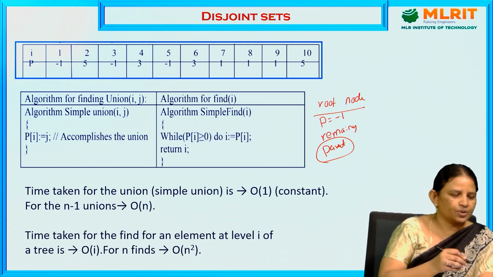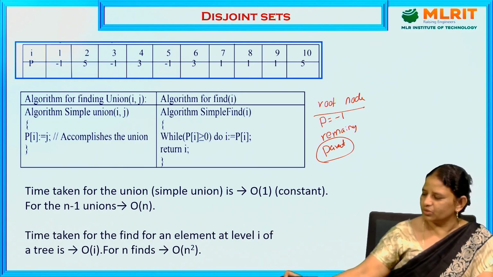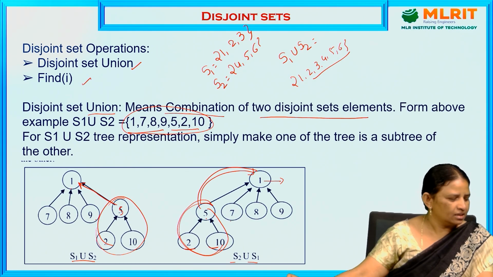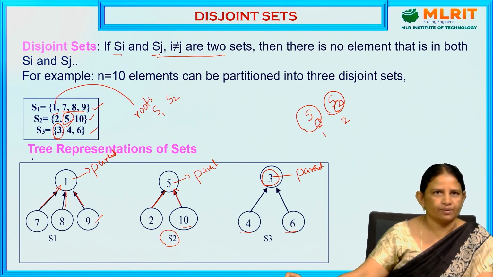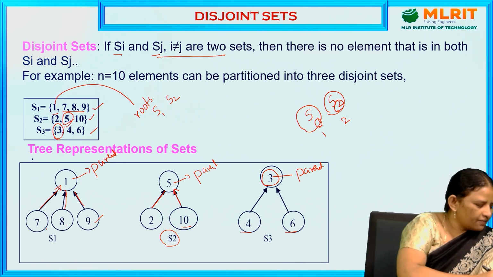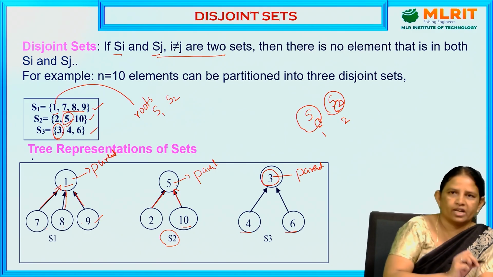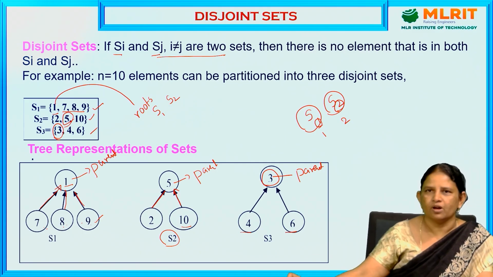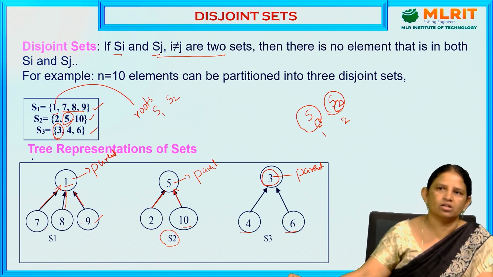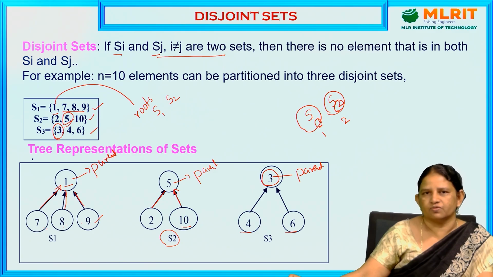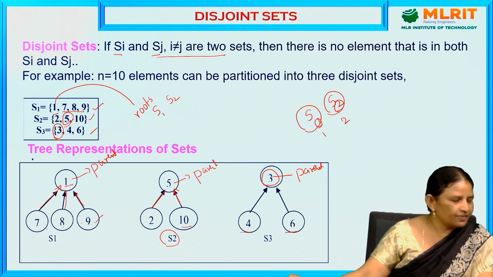Let us consider the previous example, S1, S2, S3, that means three sets. S1 is 1, 7, 8, 9, and S2 is 2, 5, 10. Here 7, 8, 9 parent is 1. Remember, 7, 8, 9 parent is 1. 2, 10 parent is 5. 4, 6 parent is 3. For 1, 5, 3 the value is -1 because they are root nodes. For root nodes 1, 5, 3 the parent value is -1. For the remaining nodes, 7, 8, 9 parent is 1, 2, 10 parent is 5, and 4, 6 parent is 3.